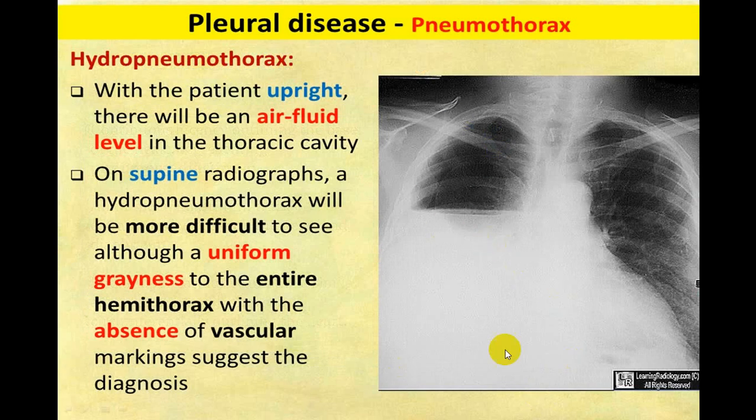Now here, if you look at this particular picture, there is a haziness on the right side. You can't make out the diaphragm, you can't make out the right border of the heart, you can't make out the right costal margin. So you will definitely say that this is either consolidation, collapse, or maybe fluid, maybe mass. Now if you look at this picture and this picture, in this you can see a lot of bronchovascular markings.